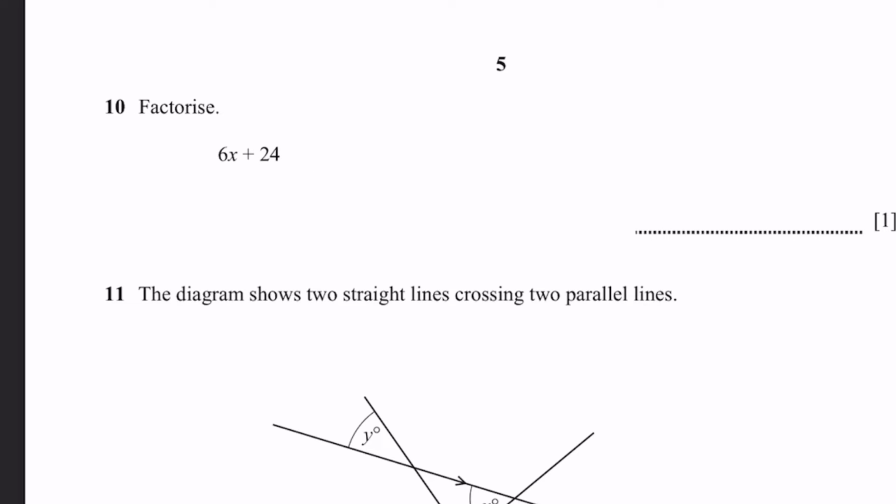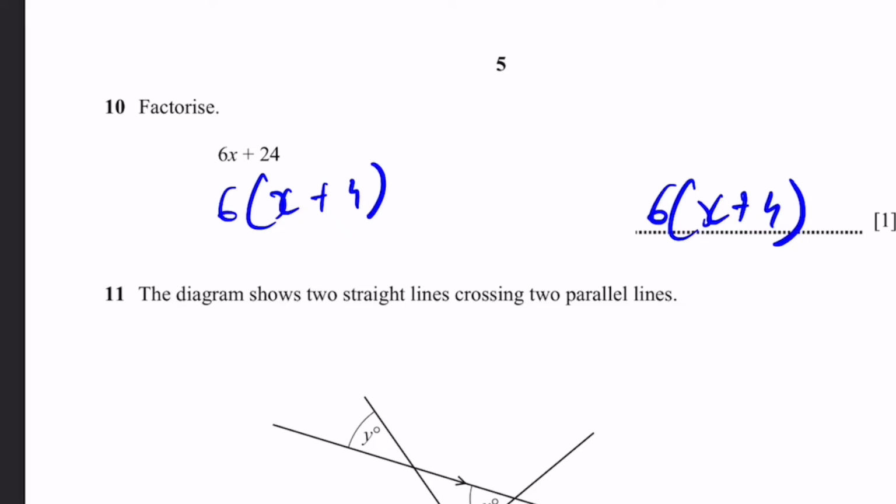Factorize 6x plus 24. The maximum we can do is take out the 6 from both. 6 times x plus 4. That's our answer. Now we can go to question 11.